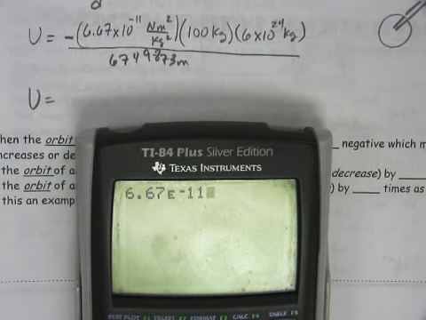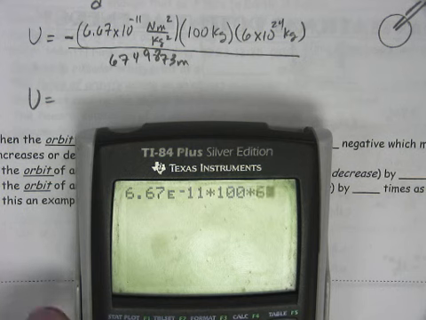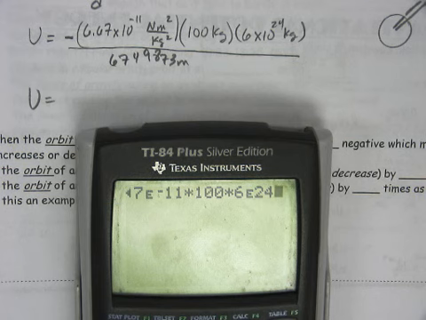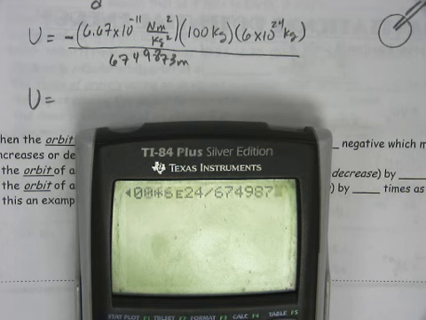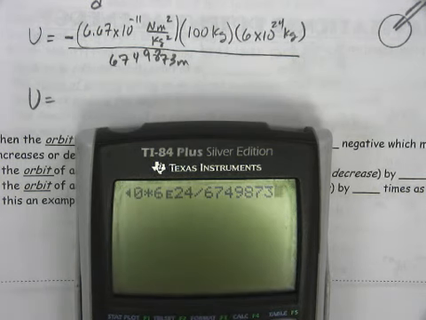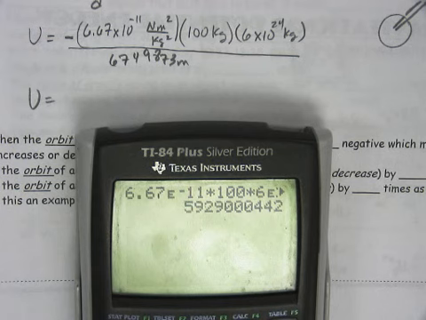All right, so we're going to take G, which is 6.67 times 10 to the negative 11th, multiply it times 100, multiply it times the mass of the Earth, and then divide it by 6,749,873 meters. Did I get that in right? Yep, I think so. And so we'll go ahead and hit equals, and there's the number that I get.